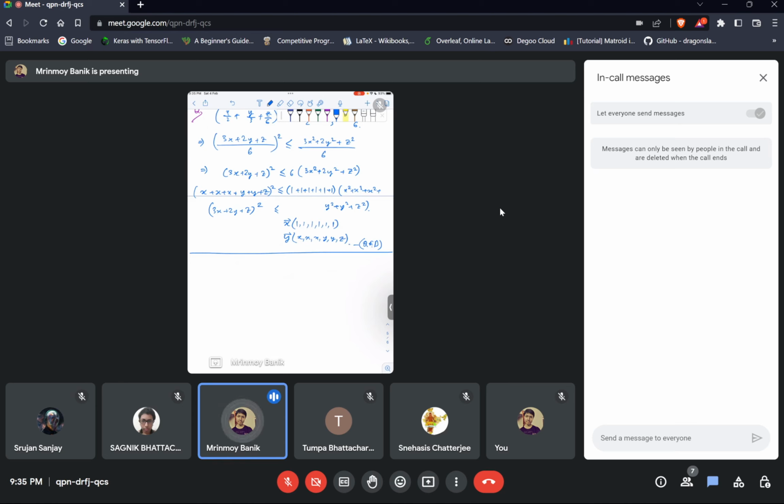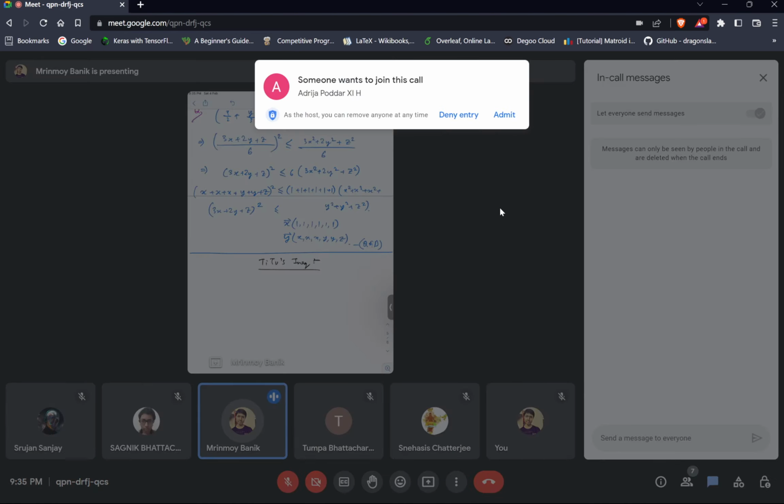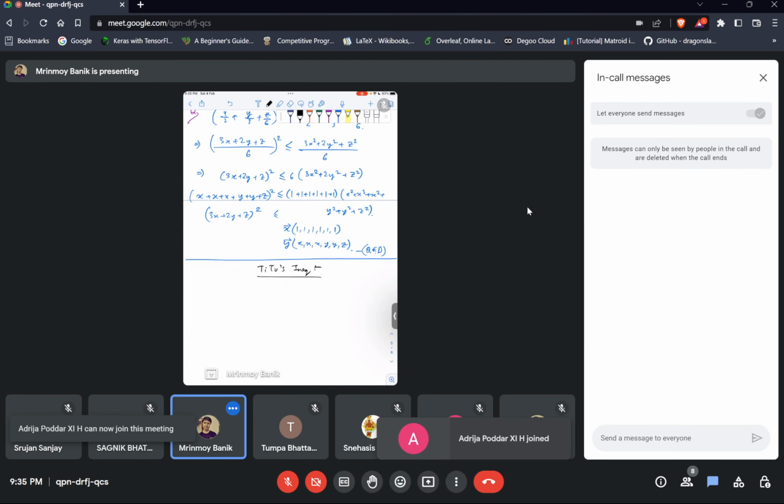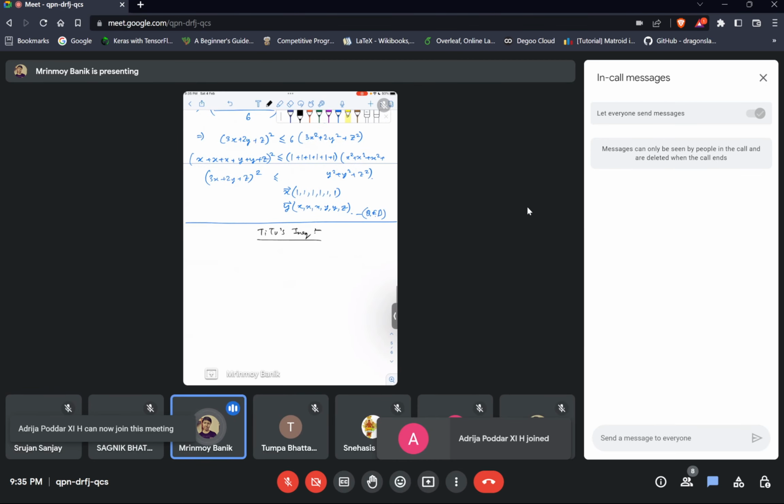So you can prove Titu's inequality with this Cauchy-Schwarz inequality. I guess you might never have heard of this name, but this is basically the more commonly called power mean inequality, I guess.